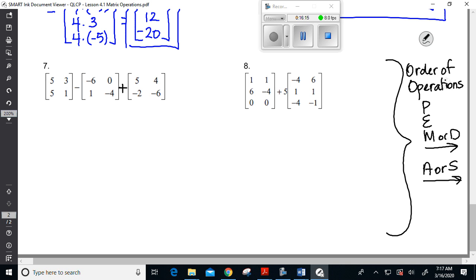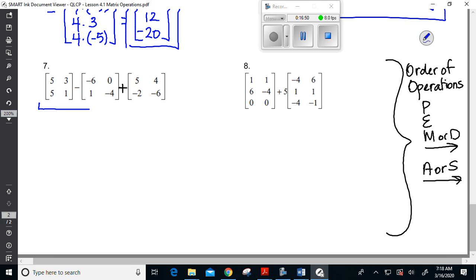So remember, adding and subtracting, you work from left to right. Those same rules, those same conventions, apply when you are working with matrices. So nothing changes. So let's look at problem number 7. We're subtracting and we're adding. So remember, we add or subtract from left to right.